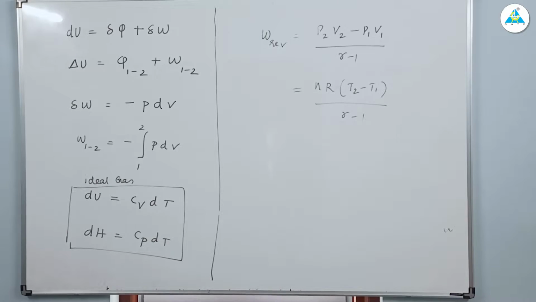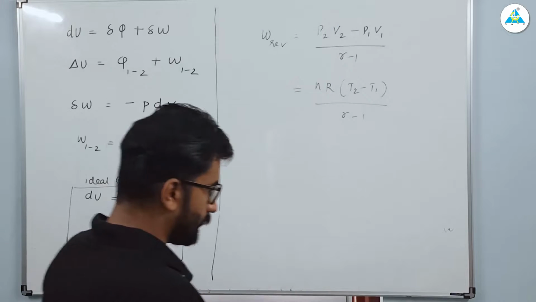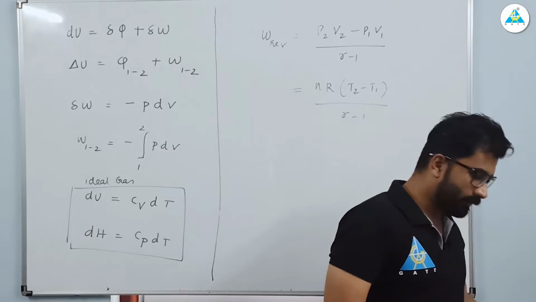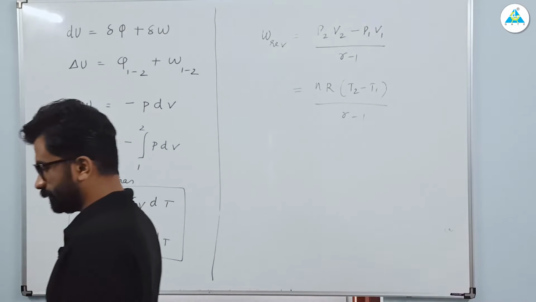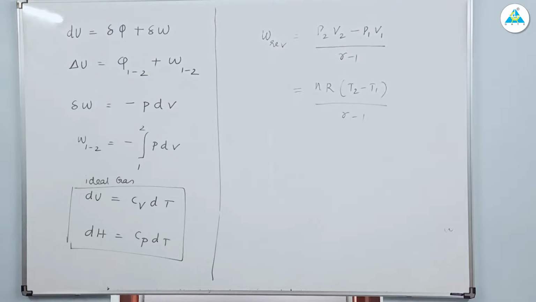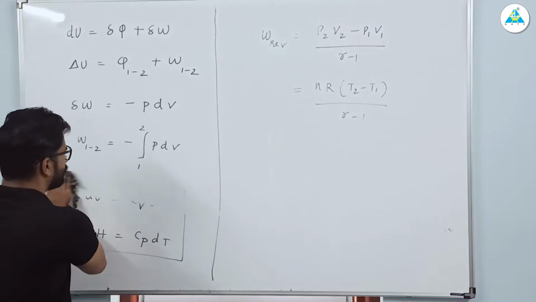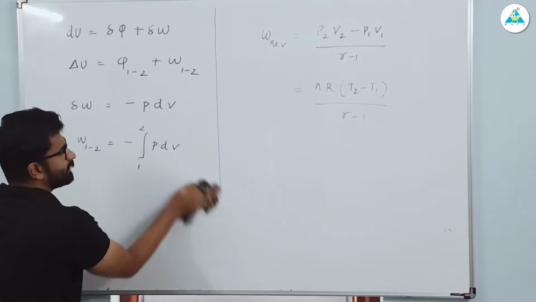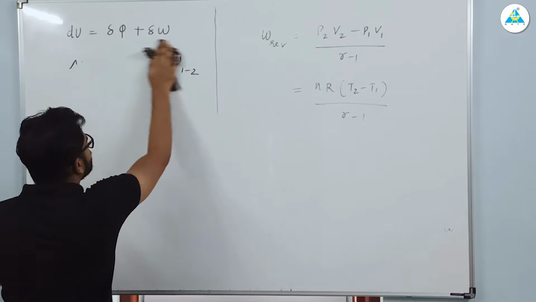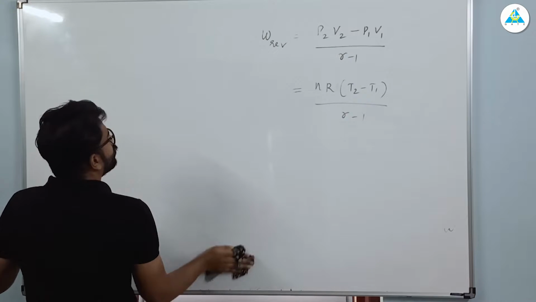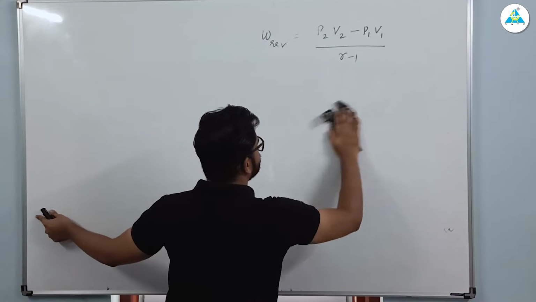I hope you have gone through the question. So let me write the given values now, then we will solve. So it is a frictionless cylinder piston assembly. Whenever they say frictionless, the meaning is you can take it as a reversible process. You can take it as a reversible process.